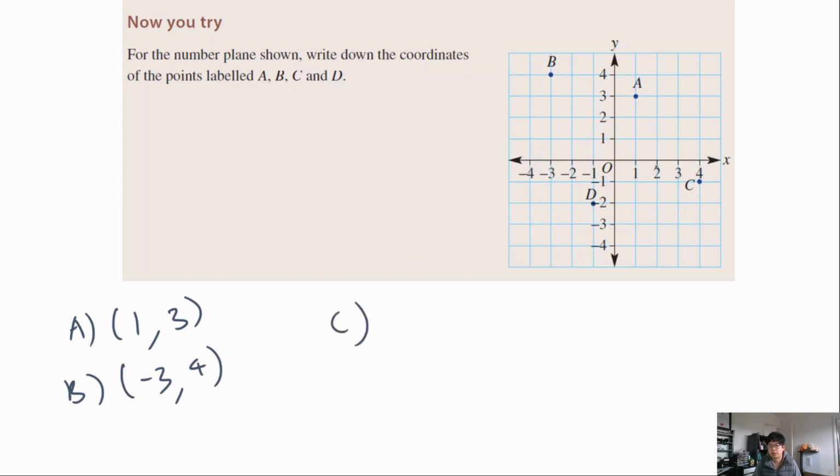Question C, going to the right 4 times, so x is positive. It's to the right of the origin, but we're going below the origin, so y will be negative. That will be -1. And question D, going to the left and down, that means it's negative, so we'll have -1 for x because we're going left 1 place, and we're going down 2, so that will be -2. Give yourself a tick if you got these correct.